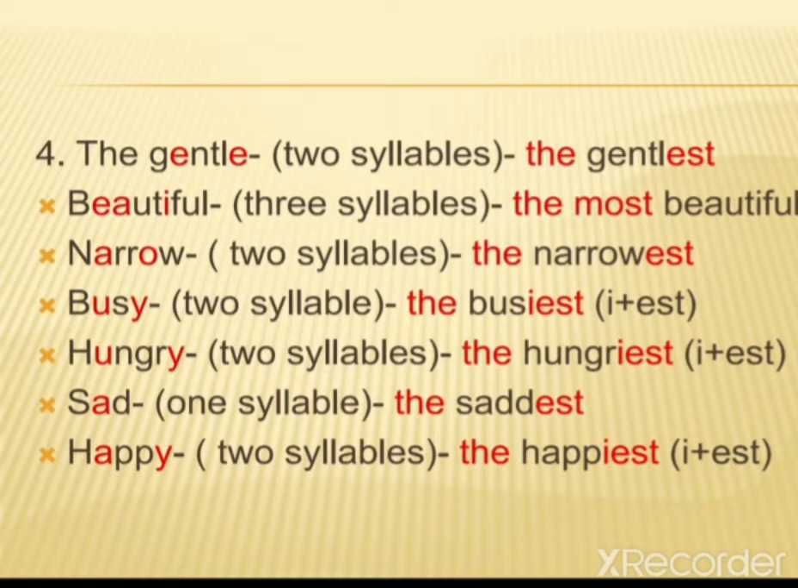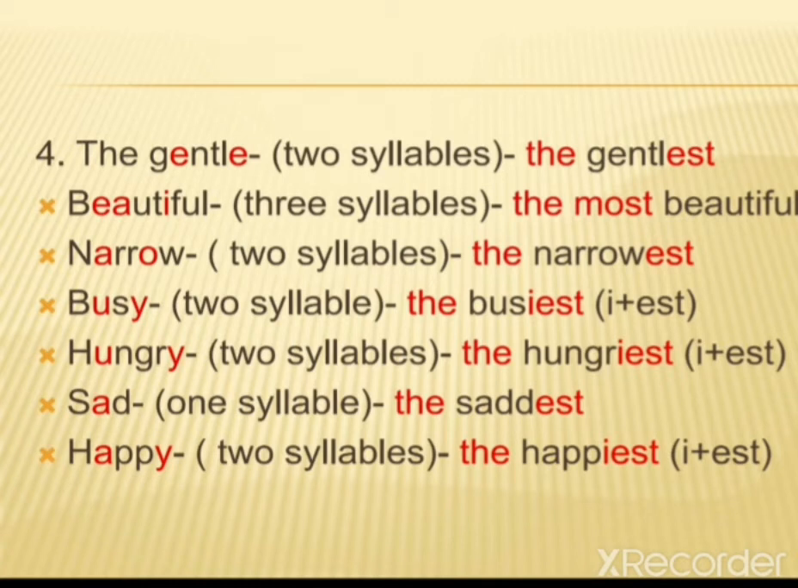Because it ends in an OW, we would say the narrowest. These are the exceptions to the 2 vowel sound rule. Sad. What do you think? Sad has one syllable, so we are going to add est. So I would say that is the saddest man I have seen ever.